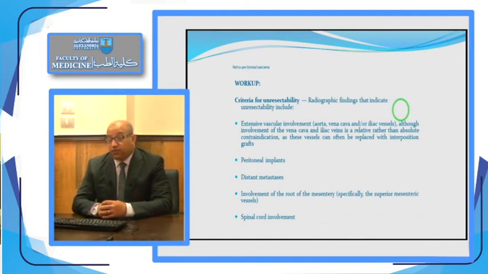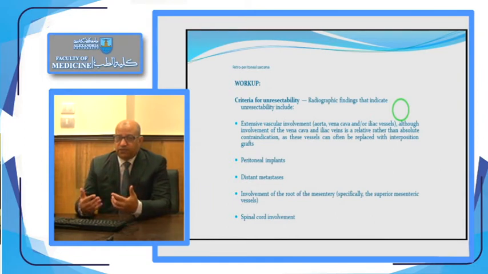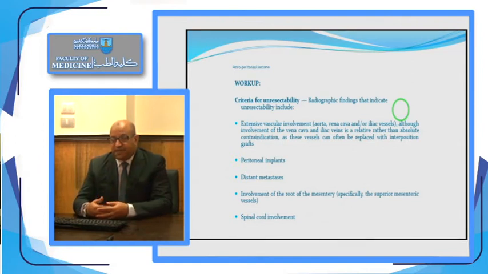The spinal cord involvement: there will be the spinal nerves originating from the foramina of the vertebral column. So extension of the tumor inside these foramina is an important character of being unresectable if the spinal cord is involved.